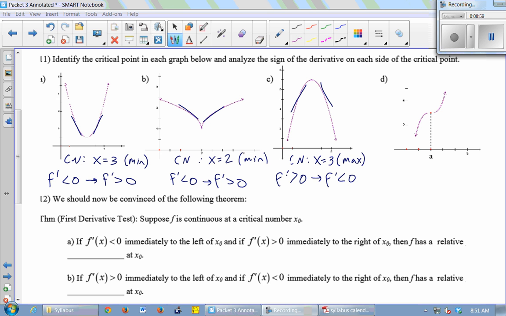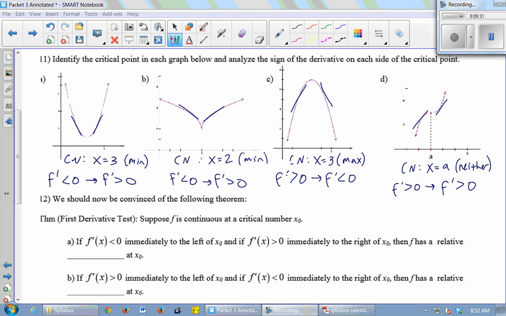Okay, and here we have some kind of a cubic and a critical number at x equals a, and it's neither a max or a min, right? And if I look at derivatives on either side, a couple of representative tangent lines, they are positive on both sides of the critical number. So f prime positive, and then we have a critical number, and then f prime stays positive.